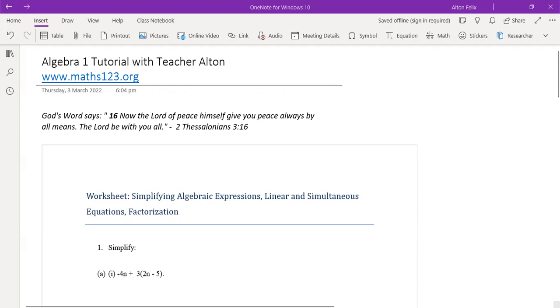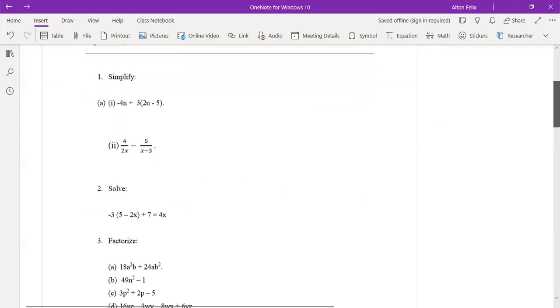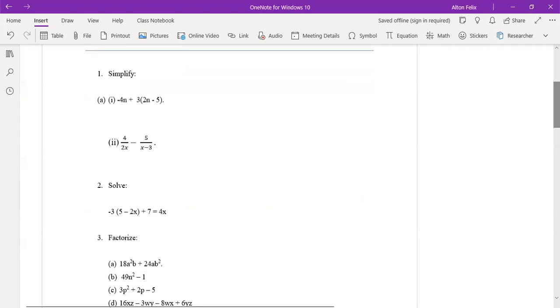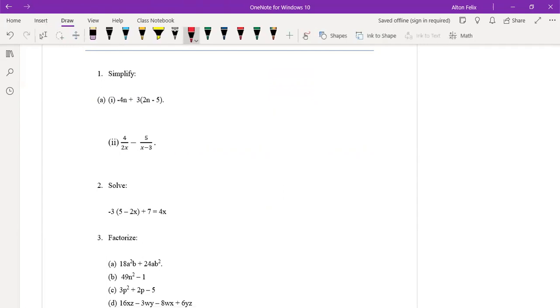So question number 1. Simplify the following. So we need to remove the brackets here. And when we do that, we'll notice 3 multiplied by 2n plus 2n minus 5. This will equal to minus 4n plus 6n minus 15. So we simplify like terms, minus 4 plus 6. That will give us plus 2n minus 15, which is the answer for this one.